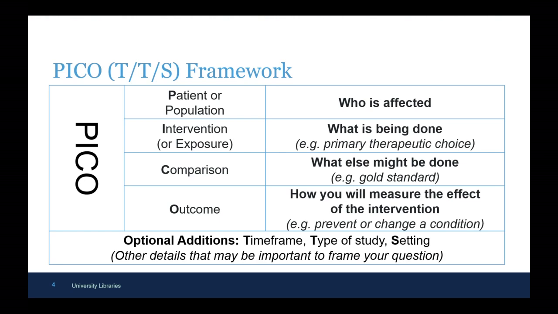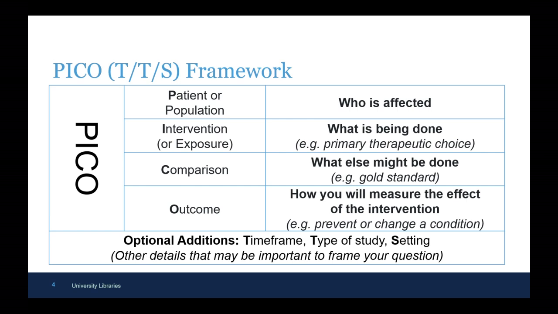Let's break down the framework letter by letter. The P stands for the patient or population, meaning who is affected. The I stands for the intervention or exposure of interest, meaning what is being done, such as the primary therapeutic choice. The C stands for the comparison intervention, meaning what else might be done, such as the gold standard for treatment. And the O stands for your outcome, meaning how you will measure the effect of the intervention, such as preventing or changing a particular condition.